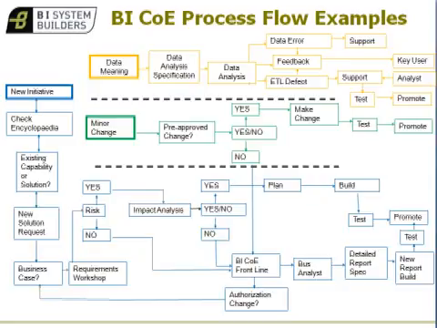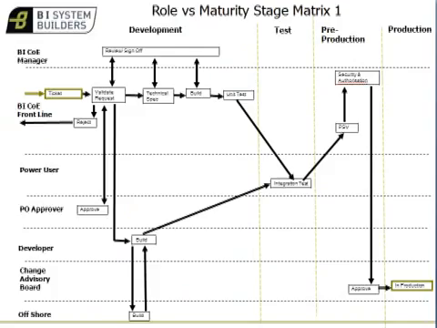Okay, let's look at another example. Role versus maturity stage matrix. This is a different way of looking at your flows. It's very typical for organizations to have a development environment, a test environment, a pre-production environment, and a production environment. So maturity stage just means a request maybe for new analytics, a new data warehouse, new source data, going through all these environments, maturing until it reaches production.